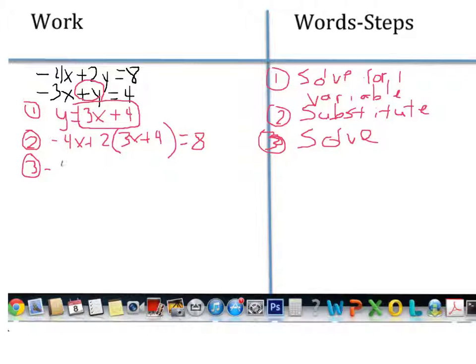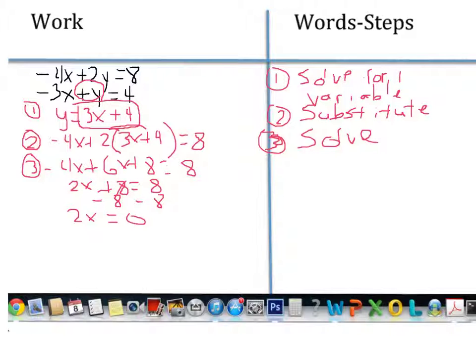And so that's going to be negative 4x plus, distributive property, 6x plus 8 equals 8. And then we continue solving, so we combine like terms. That's going to be 2x plus 8 equals 8. Subtract 8. And we can already see that if 2x equals 0, x is going to be equal to 0.